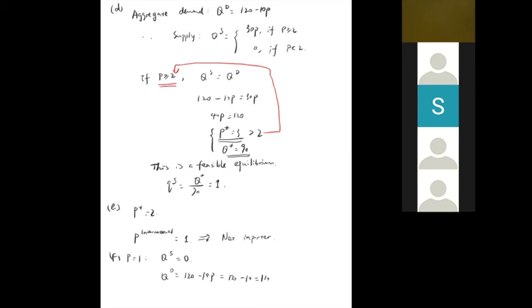So for the amount of imports or exports, since the domestic demand is greater than domestic supply, we need to import, and the imported amount will be 110 minus 0, which is 110. So the country will completely depend on imports of cotton in this case, if the international price becomes 1.